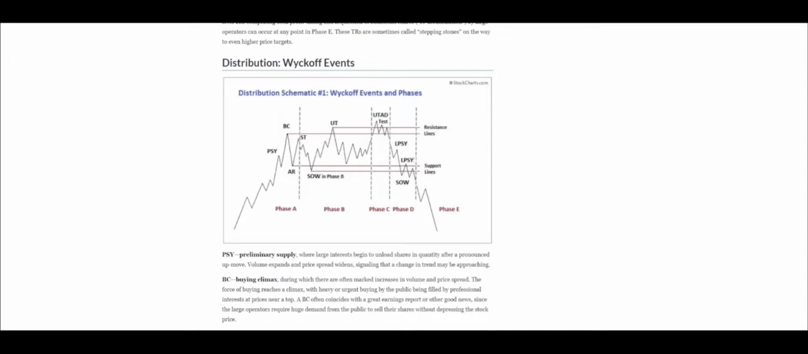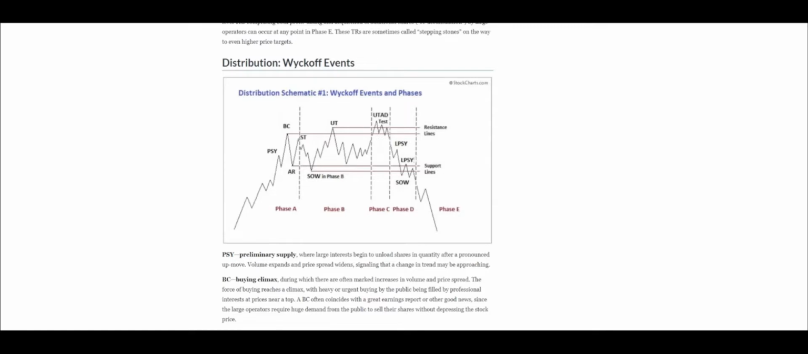So phase C: in some cases the market will present one last bull trap after the consolidation period. As we discussed on accumulation, it's a bear trap, but on this one it's a bull trap, and that's called a UTAD, also known as an upthrust after distribution, and it is basically the opposite of an accumulation spring. Now moving on to phase D.